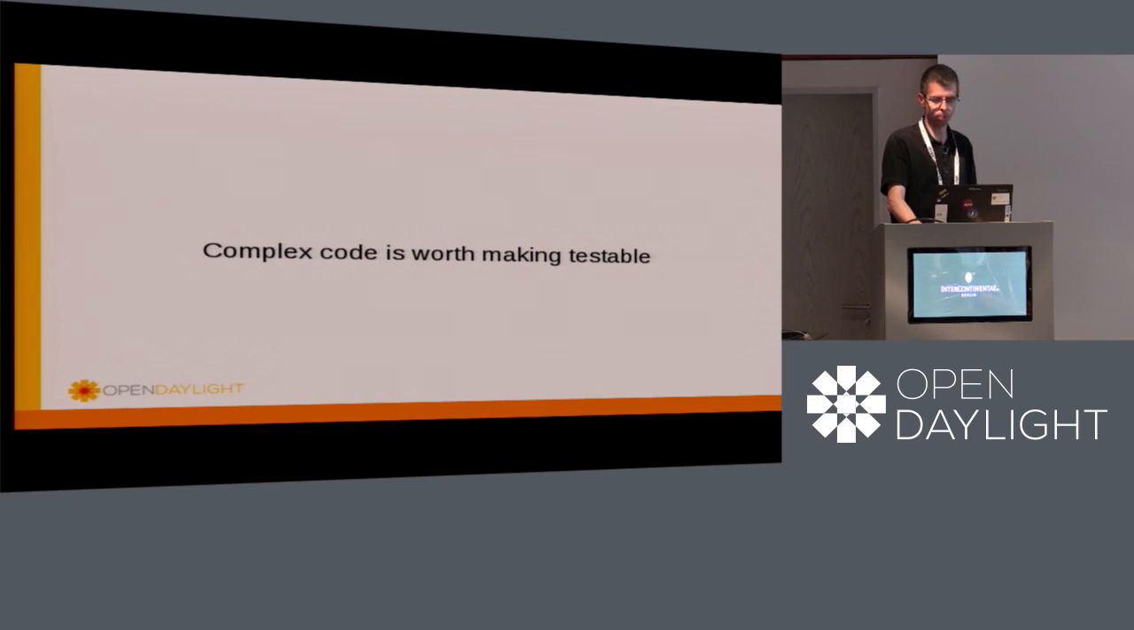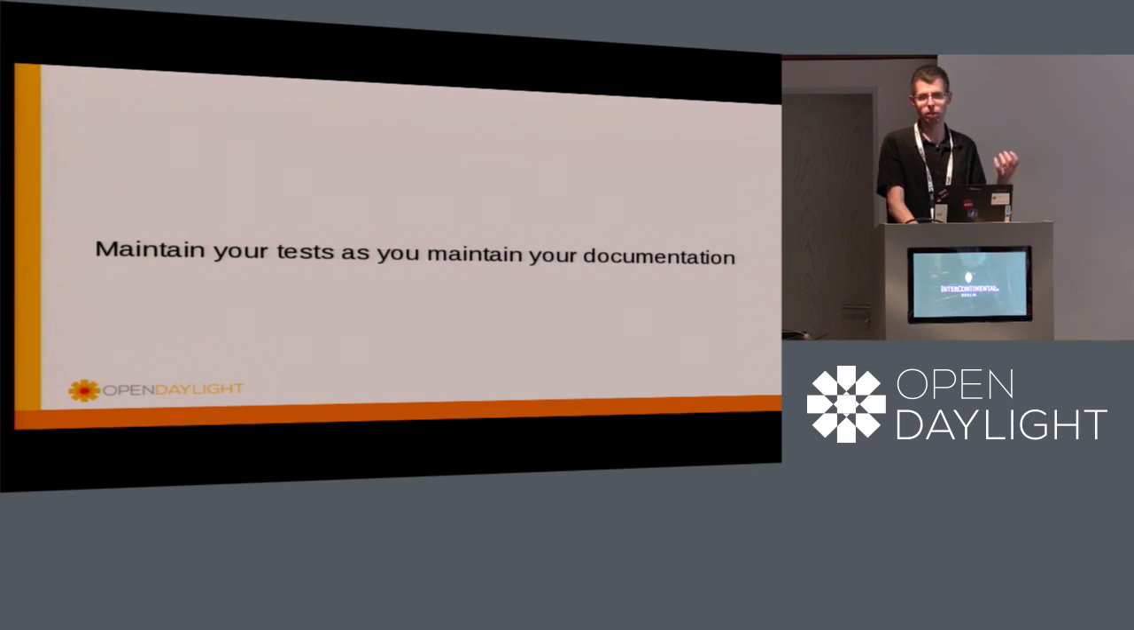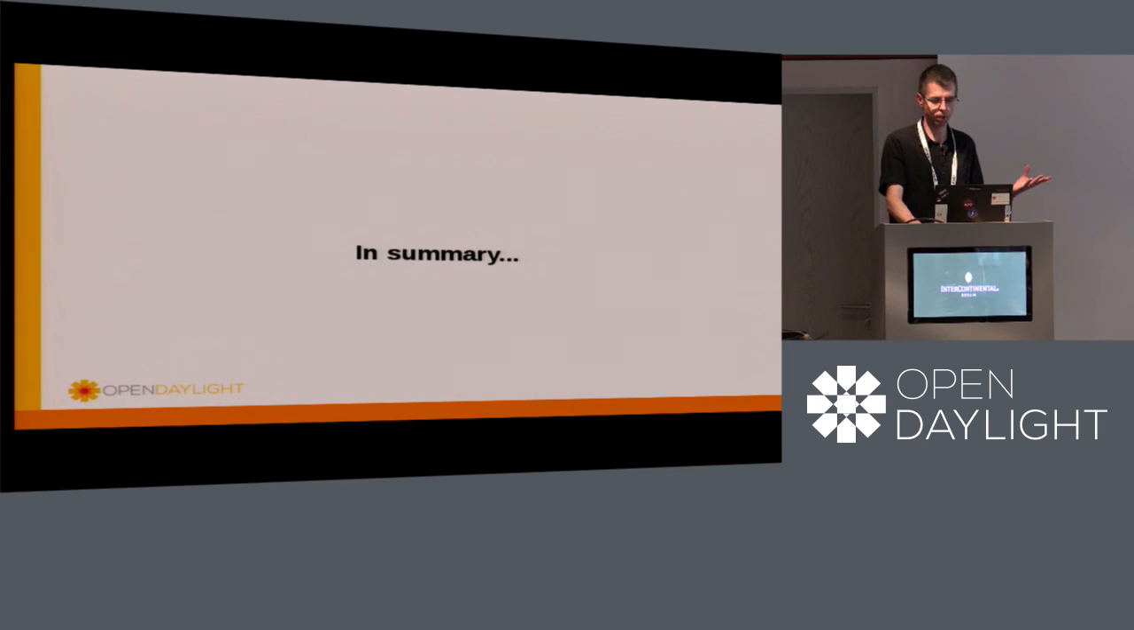A couple more remarks. Complex code is worth making testable, and that might mean changing the code. You need to maintain your tests as you maintain your documentation, because your tests are related to your APIs and to your documentation, not so much to the code itself. So in summary: build tests, automate them, push them upstream, know what you're testing, use the infrastructure that we provide, ask us about it.